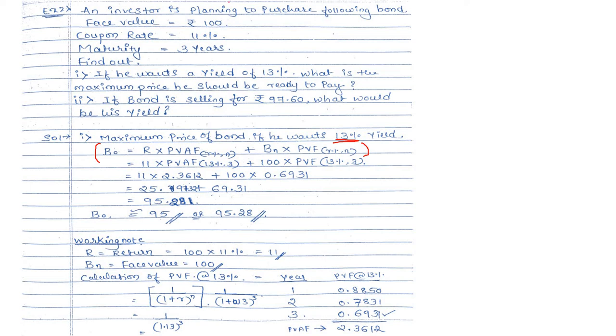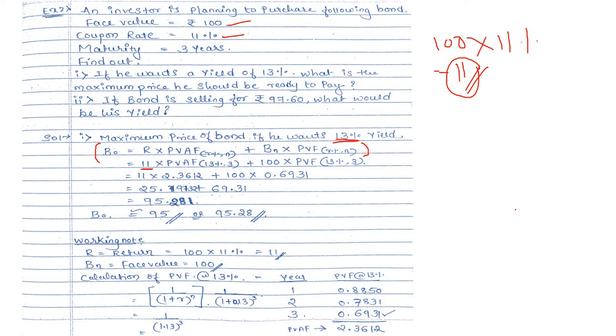Okay, so here see what the return is. What is the face value of the bond? The face value of the bond is 100, correct. Next, what is the coupon rate? Face value is 100, coupon rate is 11, then we have to calculate R. So return is how much: 100 into 11%, correct. So that is equal to 11. Okay, so this 11 is the return, so we have taken 11 here.